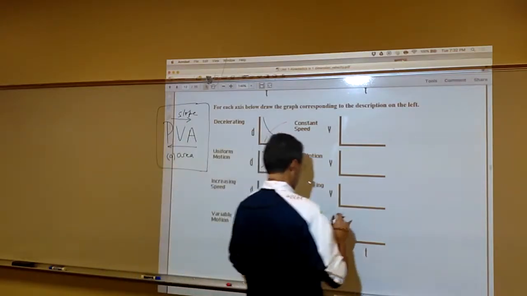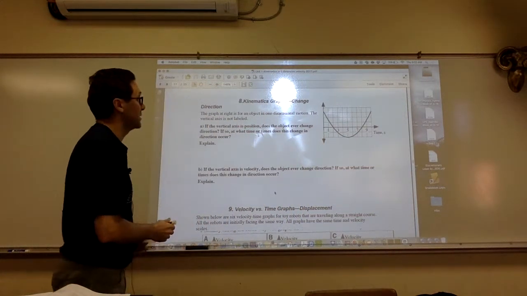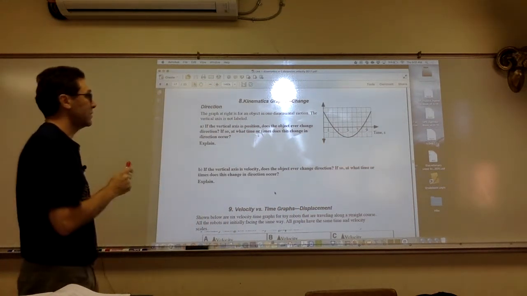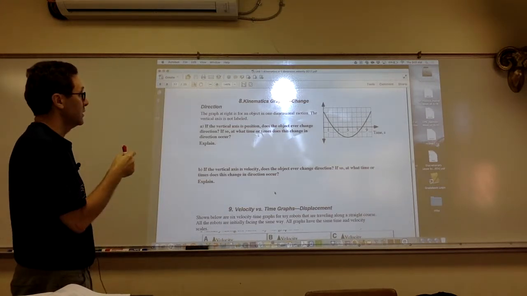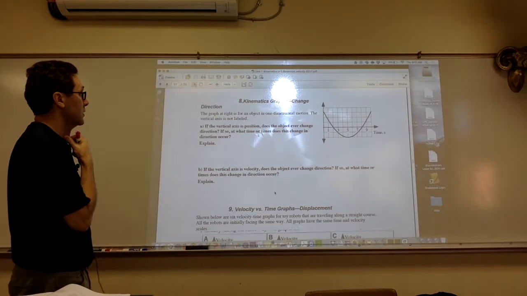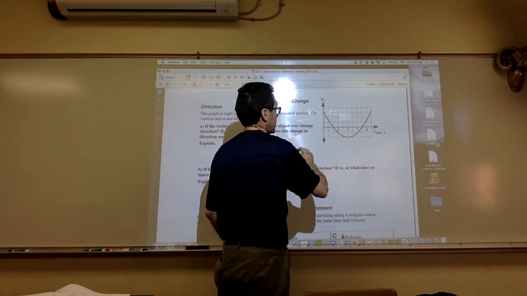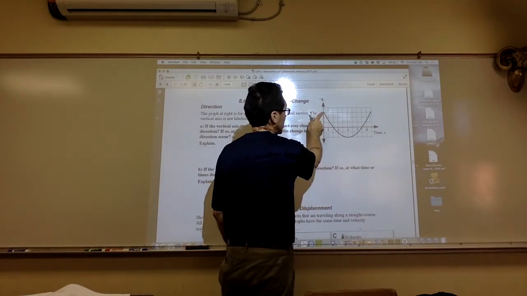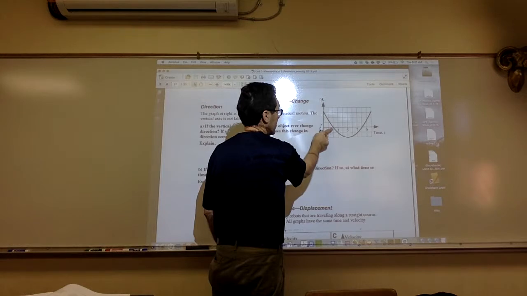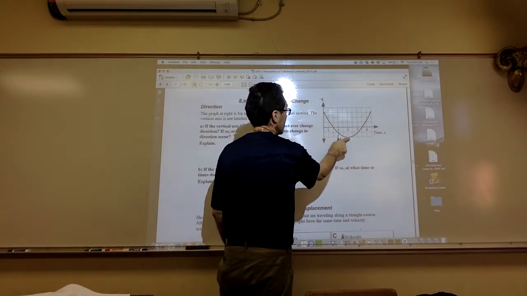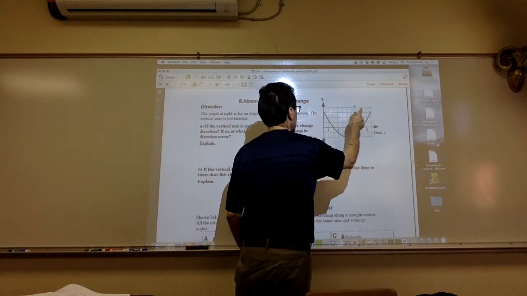Okay, let's look at this guy. All right, for number 8, it's giving us a graph, but it's not labeling it. Okay, so it's saying if the vertical axis is position, does the object ever change direction? So if I put position here, I guess I call it X. It looks like the position is starting from high numbers and it's going down to low numbers, right? And then it changes. It starts to go from low to high.